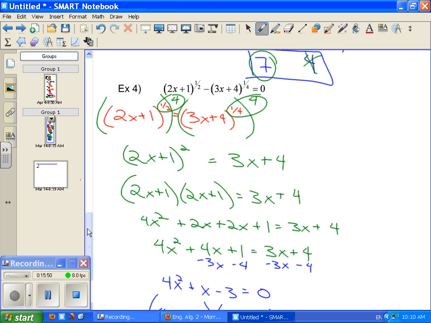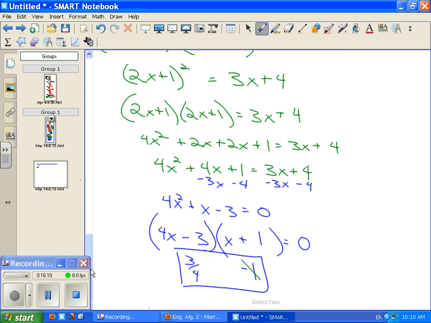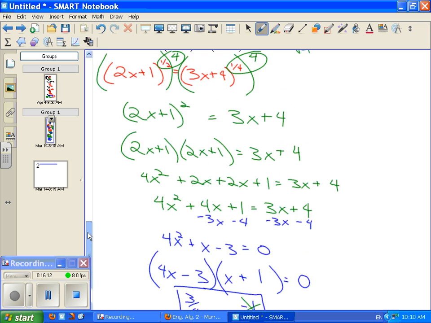So if I were to plug the negative 1 back in here, all the way up there, I'm going to get 2 times negative 1. It's negative 2 plus 1, negative 1, and I'm taking the square root of that negative 1. I already have a problem. That's imaginary, right? So that's out. So we know negative 1 is not a good answer.